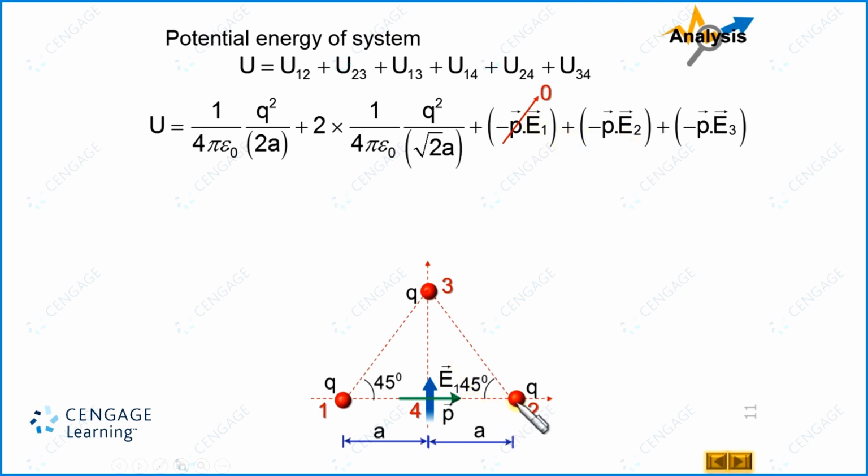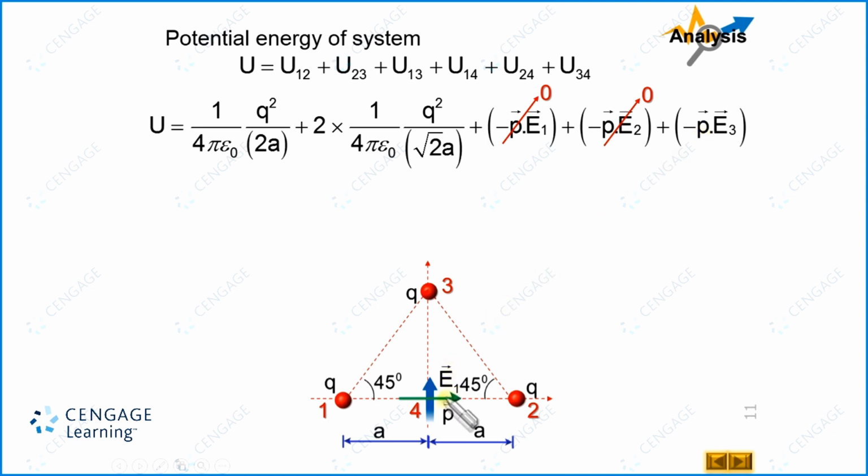Similarly, we can say the potential energy associated with this pair 2 and 4 will be 0, because the electric field because of 2 will be in the leftward direction. Again, the angle between the dipole moment and electric field vector will be 90 degrees. That means this dot product should also be 0. Now let us calculate this term.